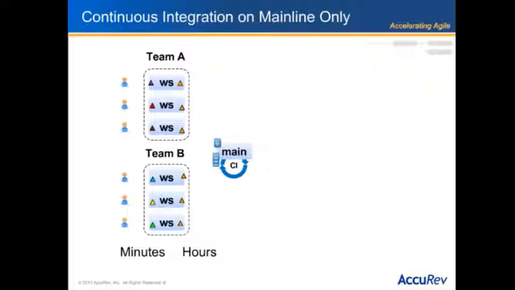So in this case, I have 2 teams. I have one team that has 3 team members and another team that also has 3 team members. So if they want to integrate with each other, they're going to integrate to the main line. So if somebody on team A makes a mistake, instead of just impacting team A, he's also going to impact team B, which is not necessarily so good. What could we do instead?